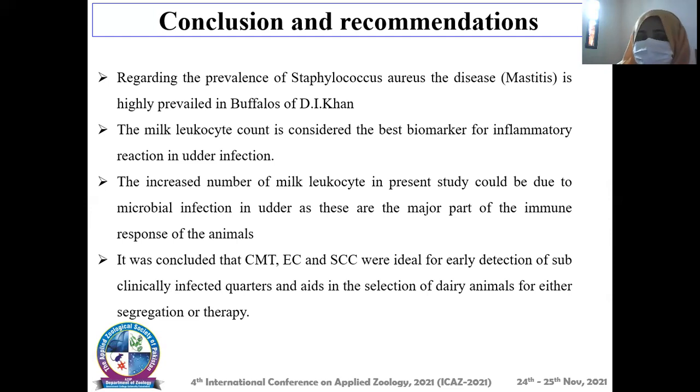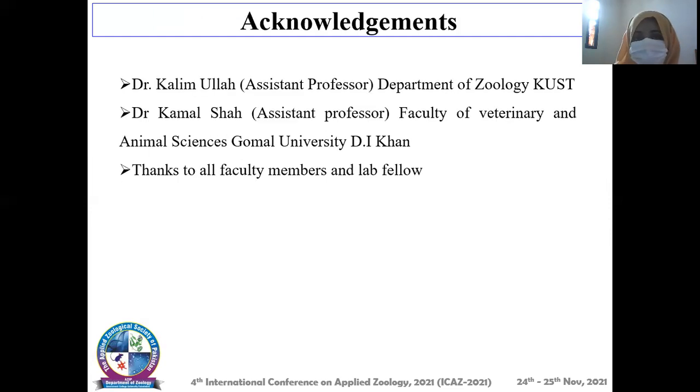It was concluded that the California mastitis test, electric conductivity, and somatic cell count were ideal for early detection of subclinically infected quarters and aid in the selection of dairy animals for either segregation or therapy.